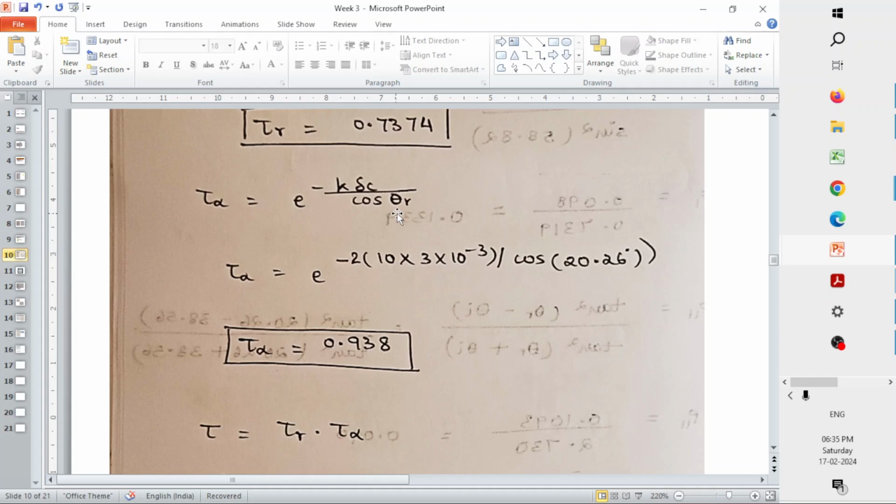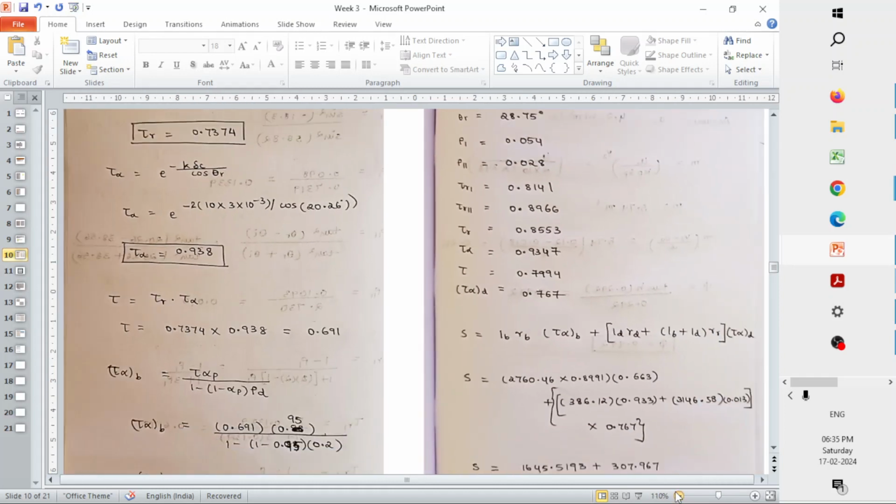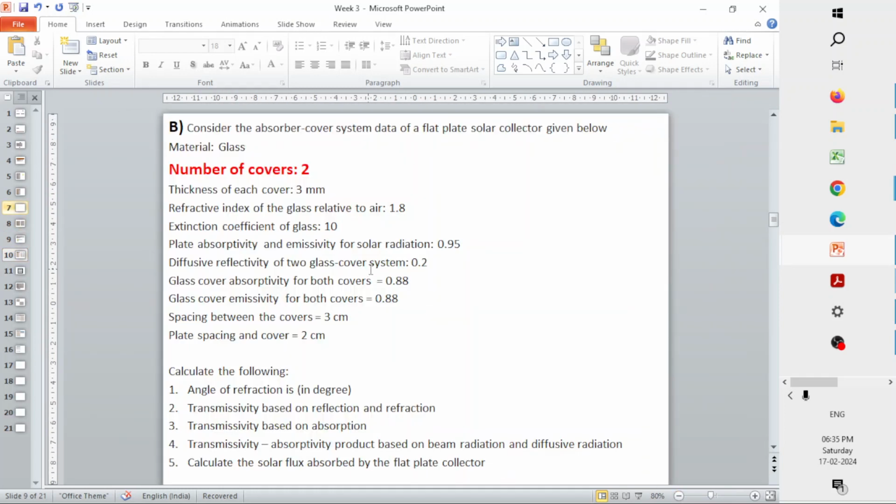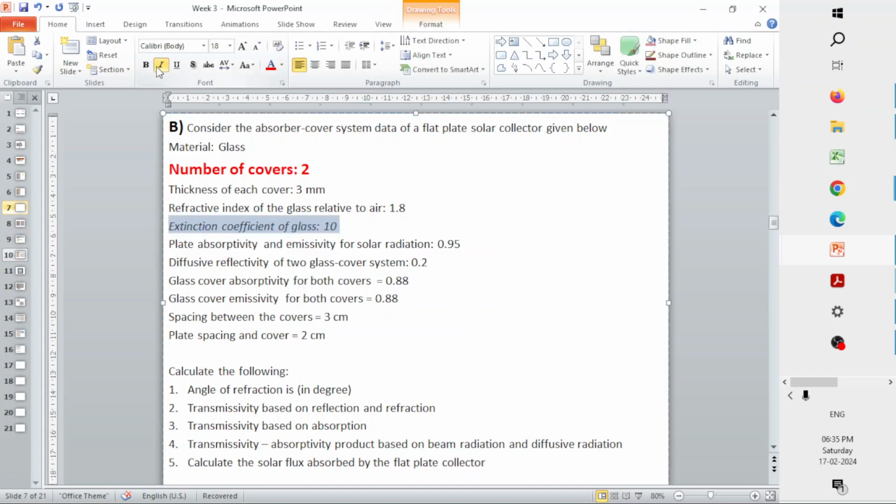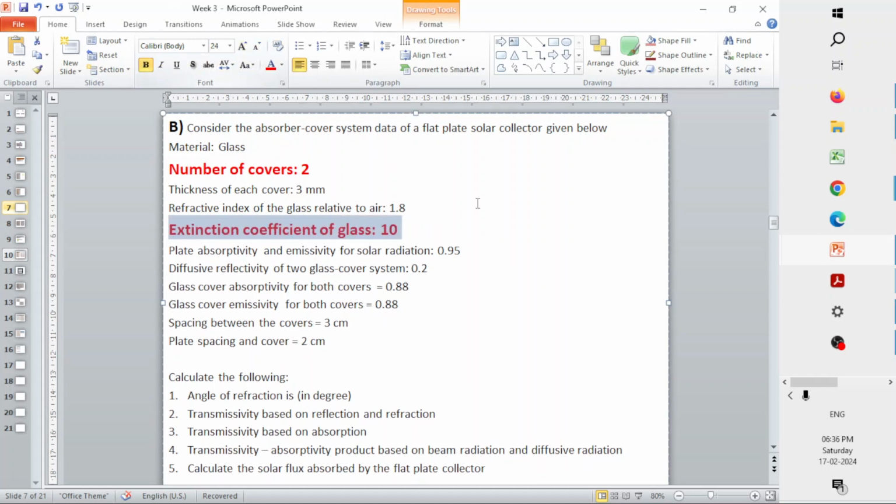and after that it is moving through the air medium, so we will consider here the value of theta r. K is your extinction coefficient, that is the extinction coefficient of the glass plate that you are taking under consideration. Here we have taken it as 10. And then your delta c is nothing but the spacing between the two glass plates that you are taking.